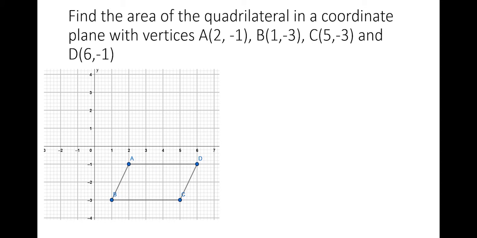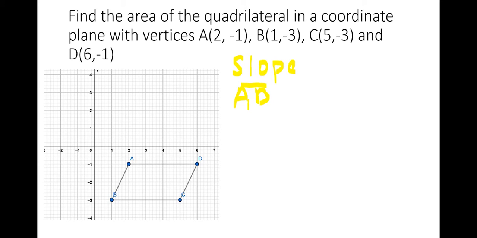Find the area of the quadrilateral in a coordinate plane with vertices A is (2, -1), B is (1, -3), C is (5, -3), and D is (6, -1). First we are going to prove what type of quadrilateral it is before we find the area. So let's find the slope of AB. First we find the slope of AB.